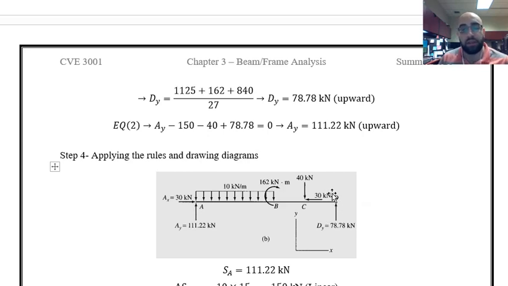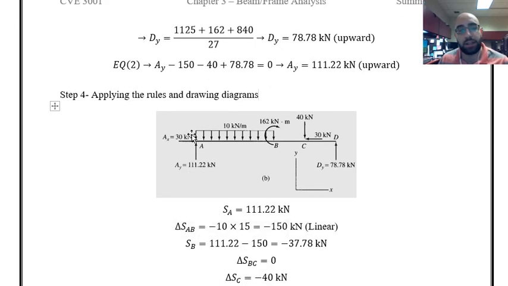Based on the rules, first we have to look at the loading, and then we have to consider or obtain the shear force diagram. We said whenever we have a point load, there should be a sharp change in the shear diagram, and the amount of change is equal to the point load. So shear at A is equal to the value of the reaction. Then from point A to point B, we have distributed load. So the change in shear is equal to the area under the distributed load, that is 150. And because of that, we can say shear in B is equal to shear in A plus the change that we had between A and B.